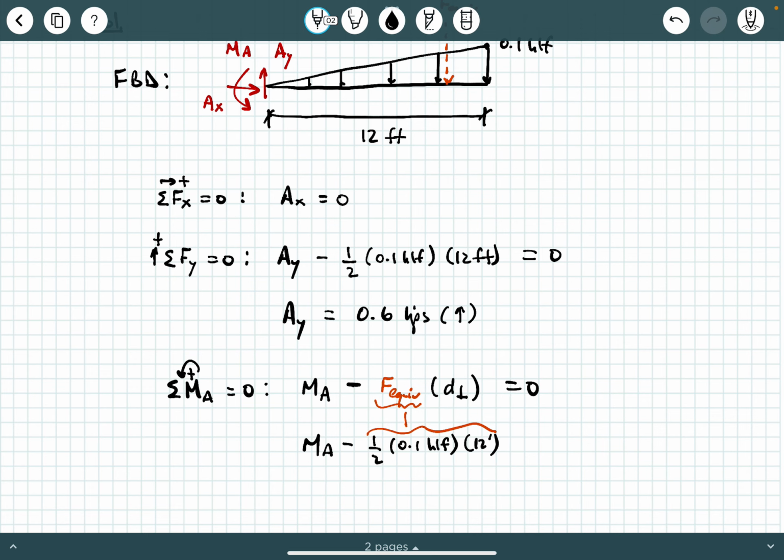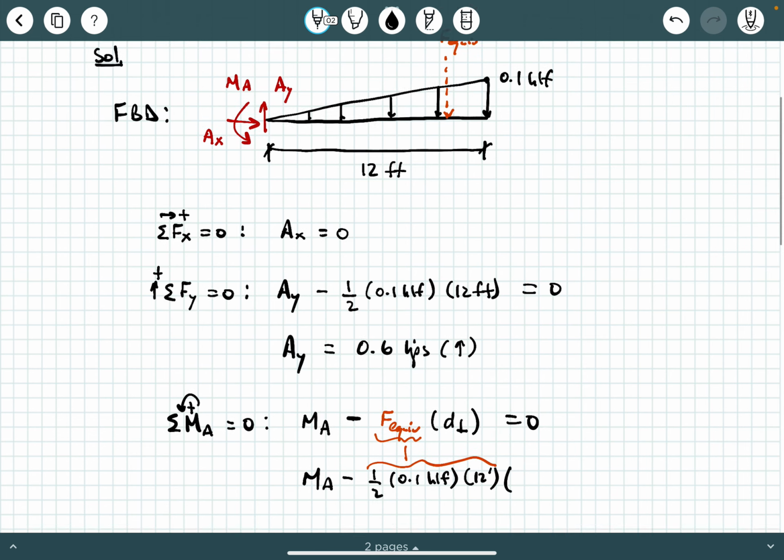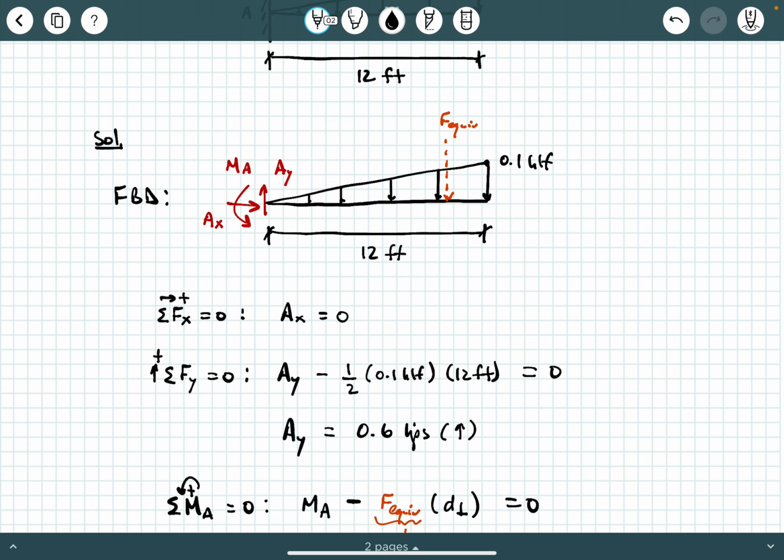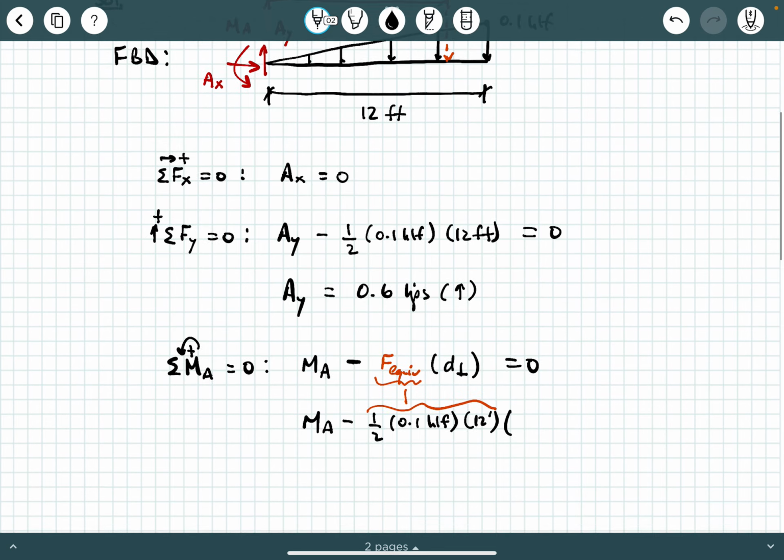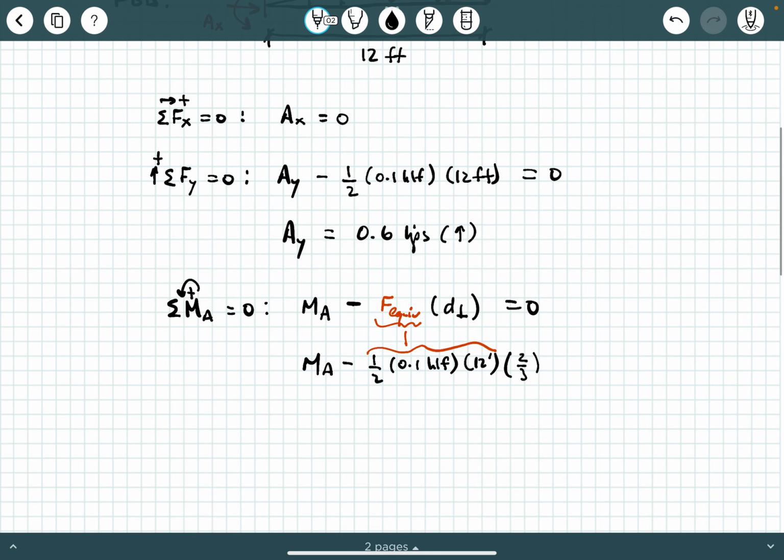Now, what's the perpendicular distance? Well, remember from our knowledge of distributed loads, the perpendicular distance when you're dealing with a triangular shape is going to be equal to 2/3 of the length from the point of the triangle. So that's going to be 2/3 of this entire 12-foot length. That's this perpendicular distance, which is really 8 feet. So let's write that out completely so we understand the process. That's going to be times 2/3 times 12 feet equals 0. And again, this right here is my perpendicular distance.